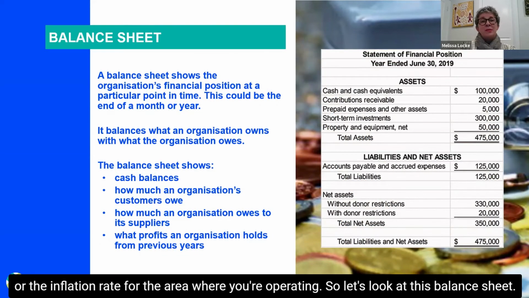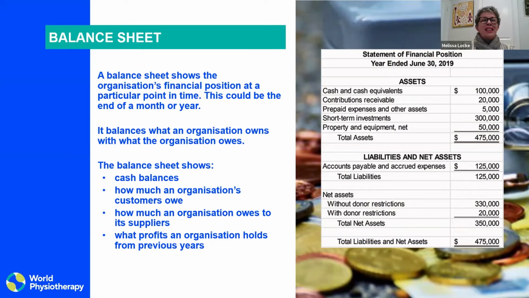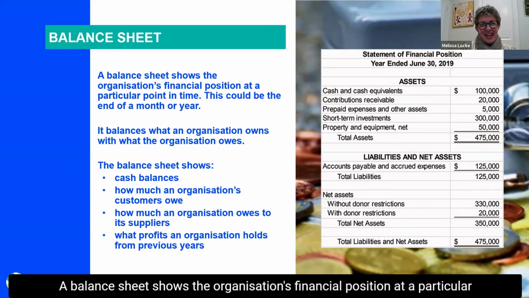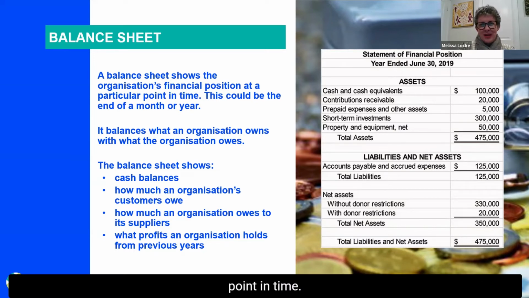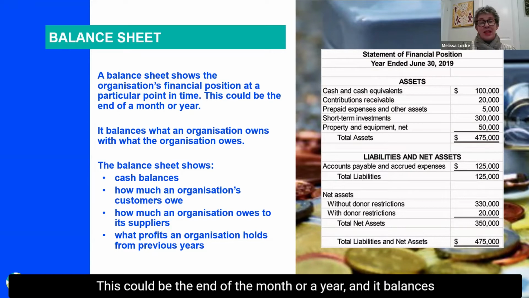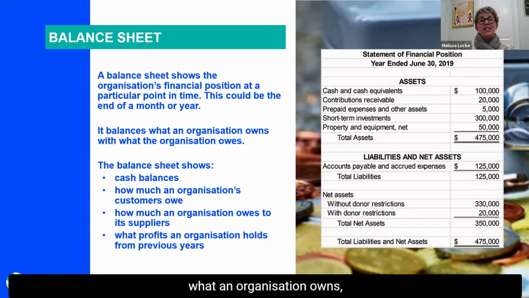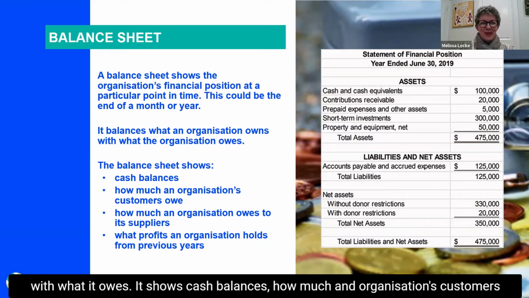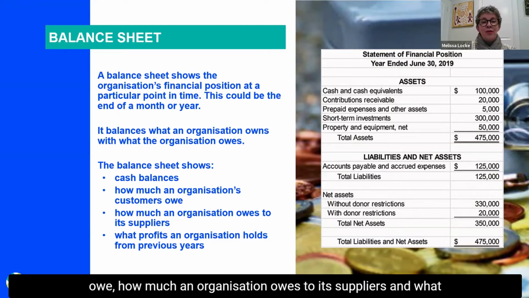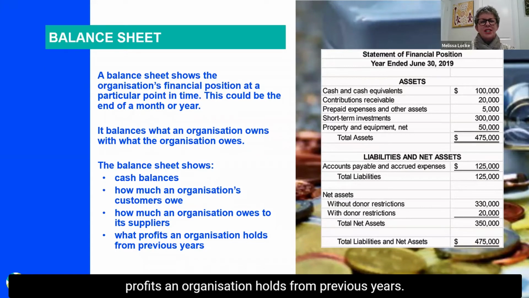So let's look at this balance sheet. A balance sheet shows the organisation's financial position at a particular point in time. This could be the end of a month or a year, and it balances what an organisation owns with what it owes. It shows cash balances, how much an organisation's customers owe, how much an organisation owes to its suppliers, and what profits an organisation holds from previous years.